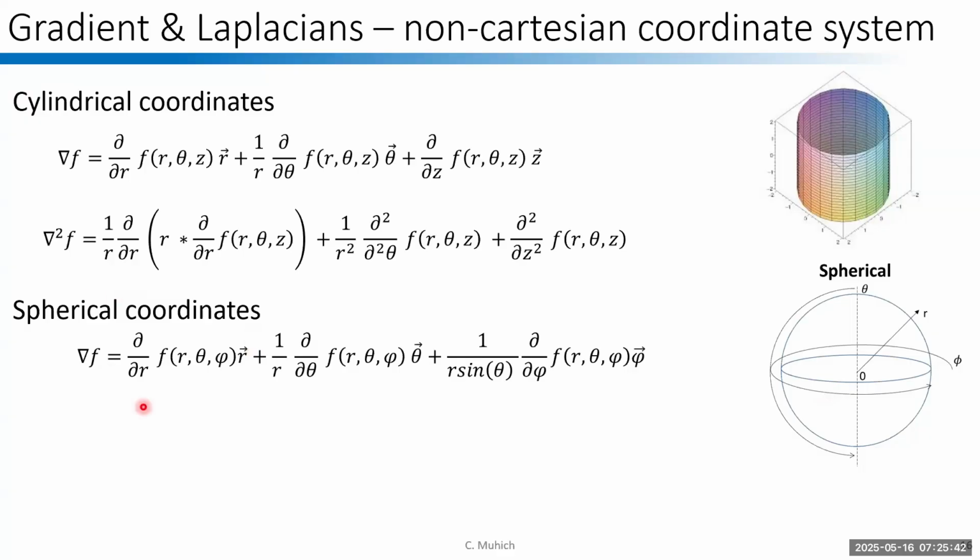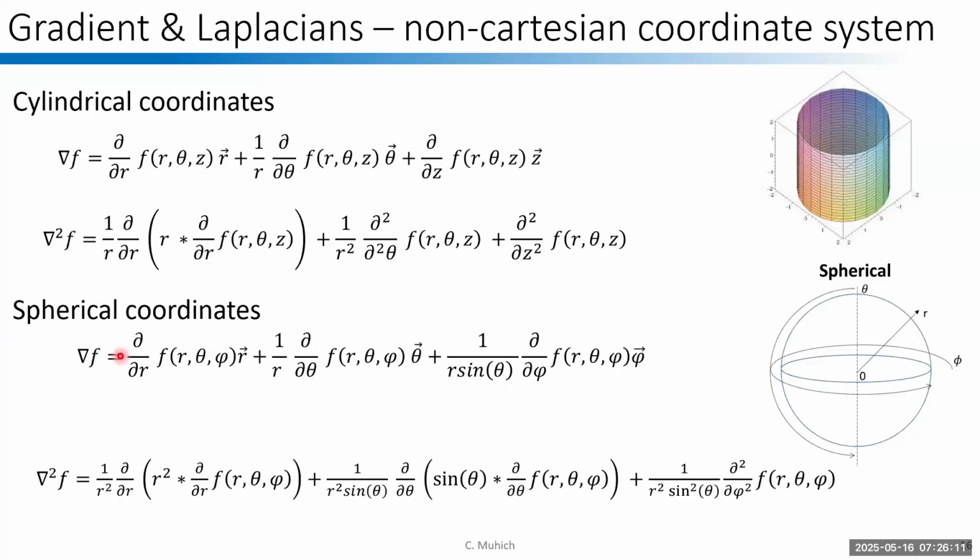Again, my r contribution for my gradient is simple. I just take my derivative with respect to r. When I take my derivative with respect to theta, I end up with that same 1 over r term. But now when I look at the contribution in the phi direction, I have a term that's a little bit more complicated that comes out front. It's 1 over r sine theta. Okay.